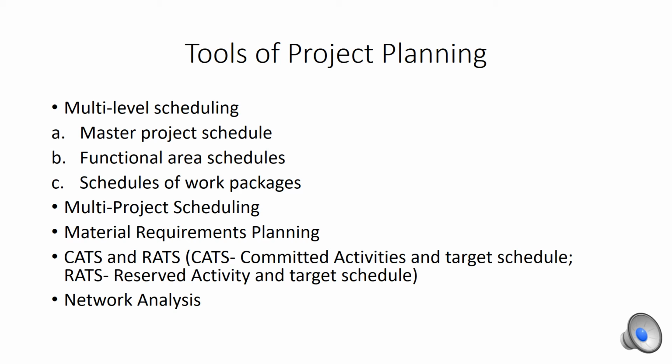Next is the material requirements. Quite easy. What are the materials that are required? Now, the next one, CATS and RATS. You might not be aware of this, but as discussed in the class, I'm repeating it again. CATS are committed activities and target schedule. As the name signifies, it is quite clear. Now, what are RATS? Reserved activity and target schedule. And of course, last but not the least, it is about network analysis.